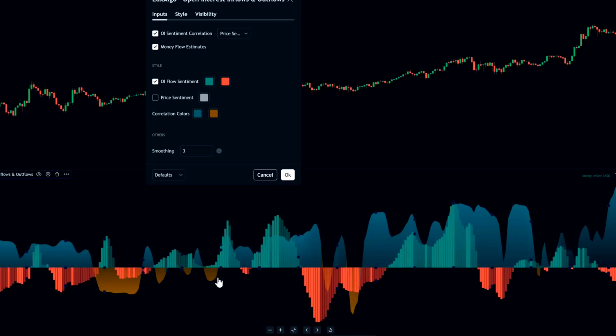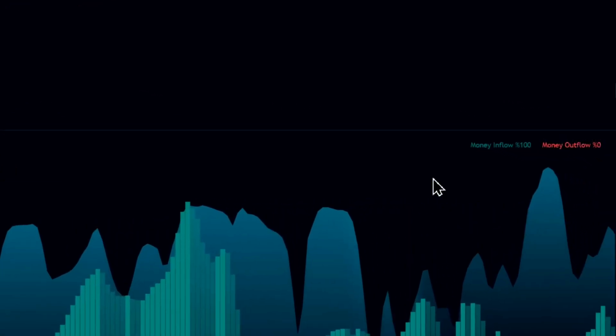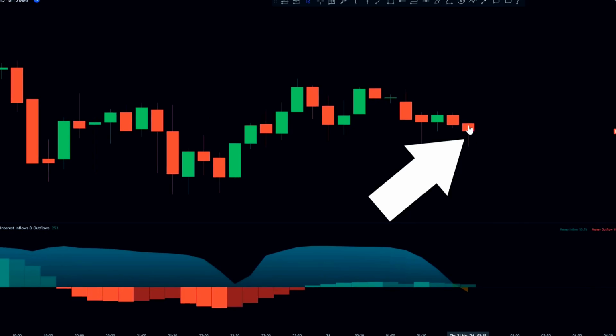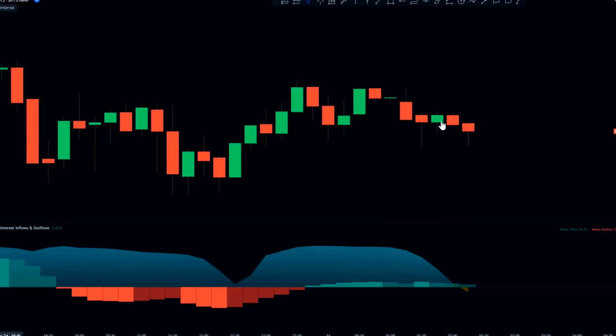Another feature of this indicator is the table that shows the money inflow and outflow as percentages. The money inflow percentage represents how much money is flowing into the market for the most recent candle, while the money outflow percentage shows how much is flowing out. Remember, these numbers reflect just one candle, so if you're using the 15-minute time frame, the numbers will change as you move through different candles.